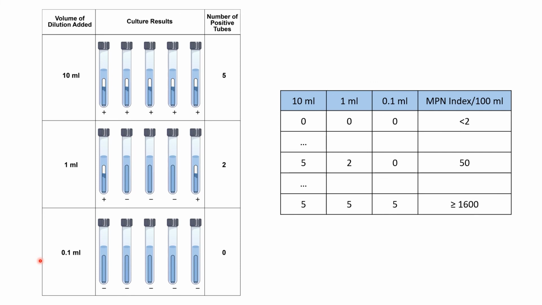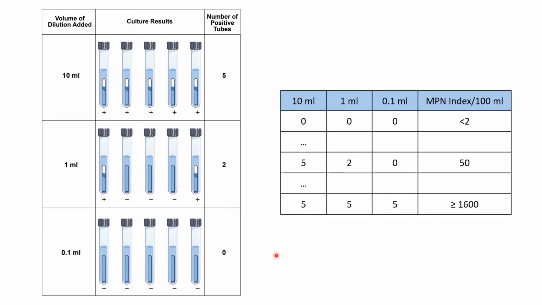And then you count the number of tubes that have gas trapped in the Durham tubes. For instance, for the 10 mL group, you get 5 positive tubes, meaning 5 tubes with gas trapped in each of them. For the 1 mL group, you get 2 positive tubes. And for the 0.1 mL group, you get all negatives because it's too diluted.